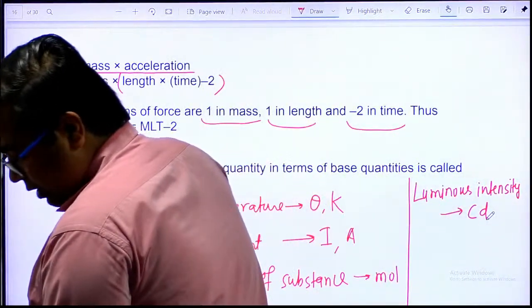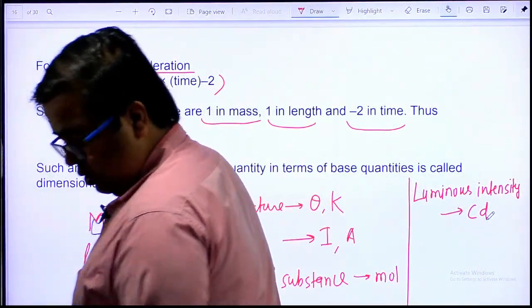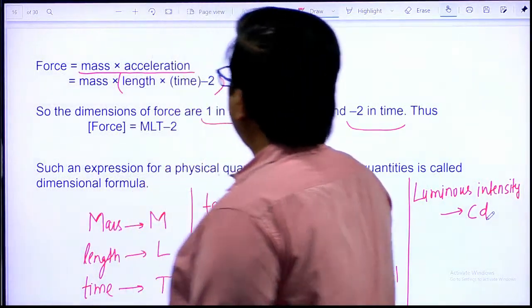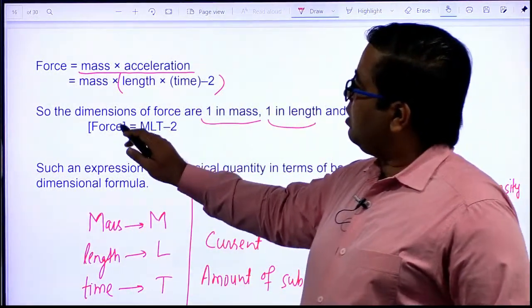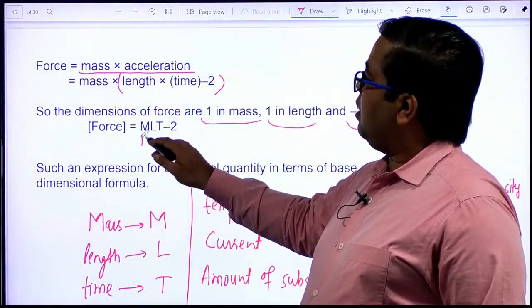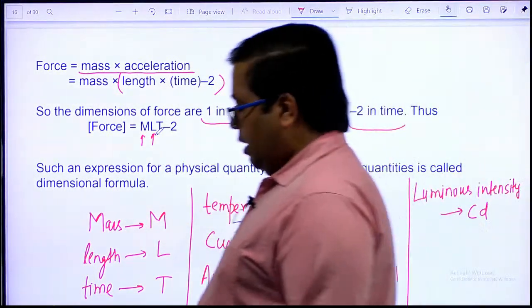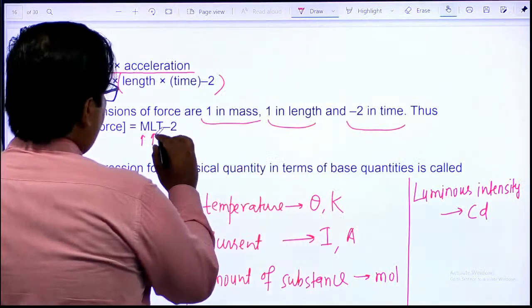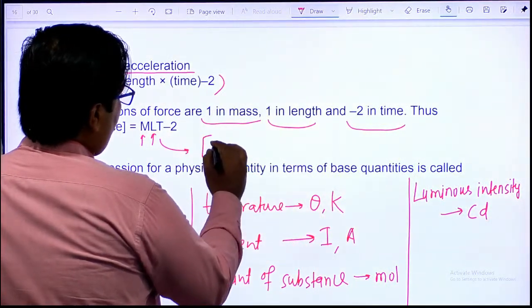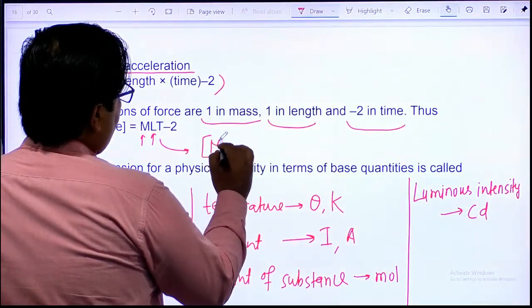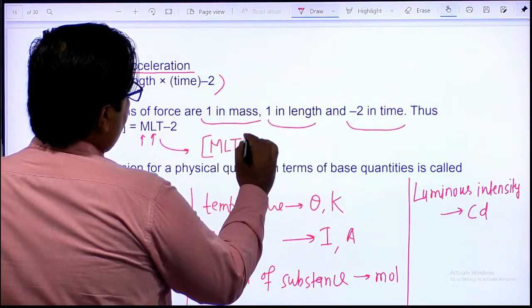So let's see. That's why we write force as M L to the power 1 and T to the power minus 2, and we also write this formula in a square bracket: [M L T to the power minus 2].